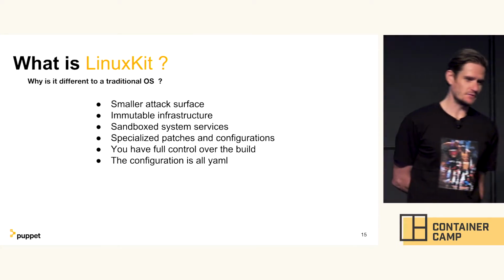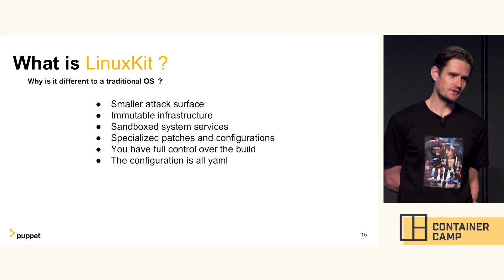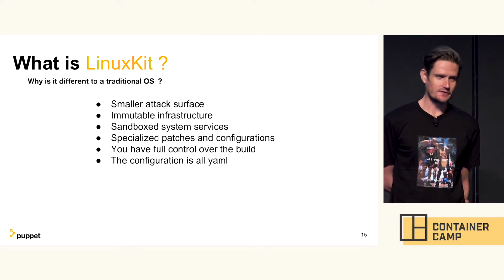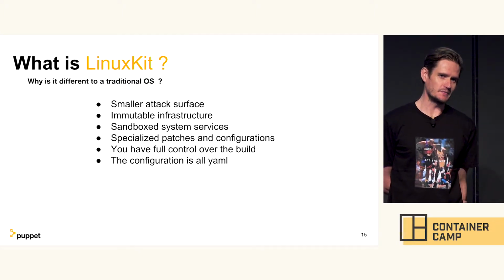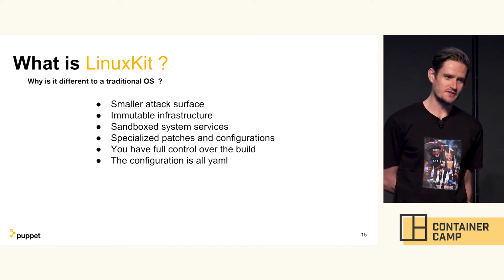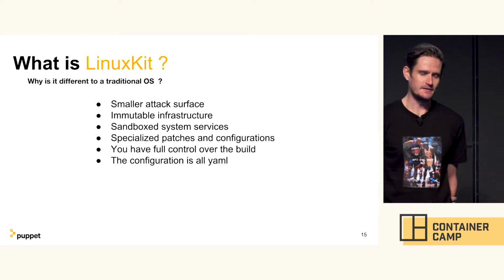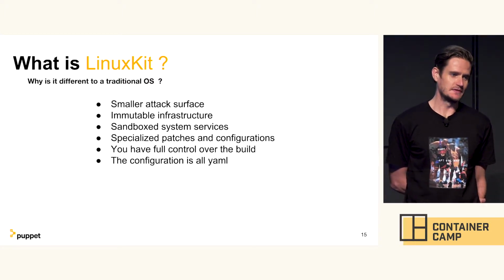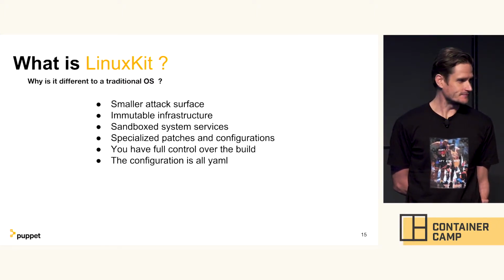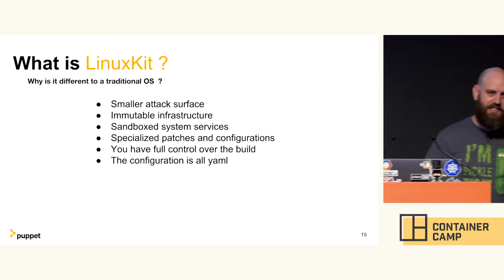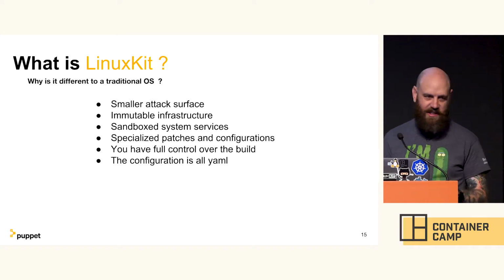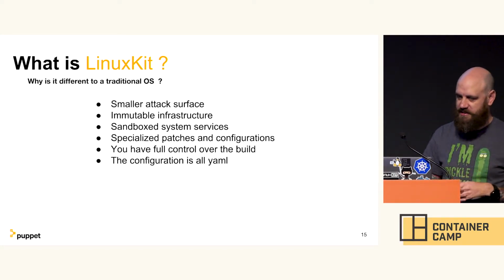I guess the difference between LinuxKit and a traditional OS is, as Scott's mentioned here, a smaller attack surface. All of the stuff we mentioned earlier about the bloat that comes with a traditional OS, essentially all you're putting into the operating system you're building is the stuff that you need. It's entirely immutable. System services are sandboxed. We can use control groups around system services, so you can see what they can speak to and what they can load, which from a security point of view is super cool.